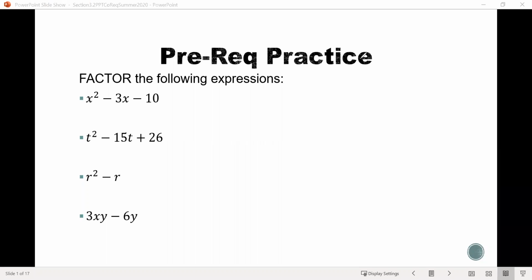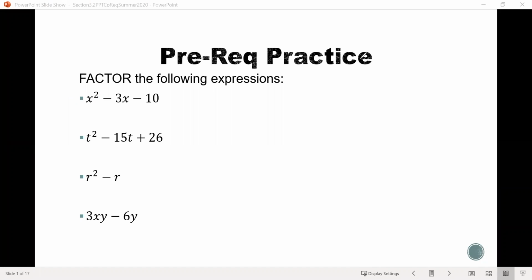Okay, so notice I have a bunch of expressions here, algebraic expressions, and these can all be factored in some way, which means they're kind of broken down into different pieces. So, for example, in the first one, the x squared minus 3x minus 10. So this is what is called a trinomial, and it's quadratic, because notice the highest power there is a 2.